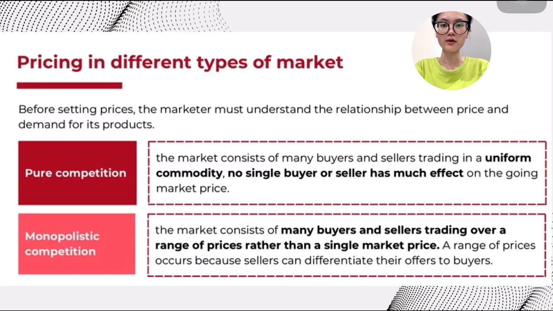And about monopolistic competition, the market consists of many buyers and sellers trading over a range of prices rather than a single market price. A range of prices occurs because sellers can differentiate their offers to buyers.